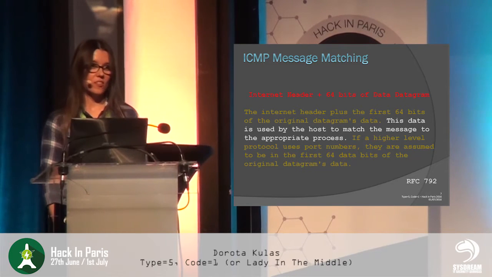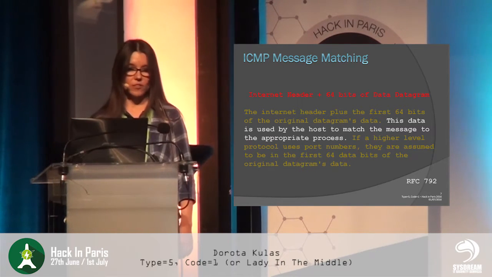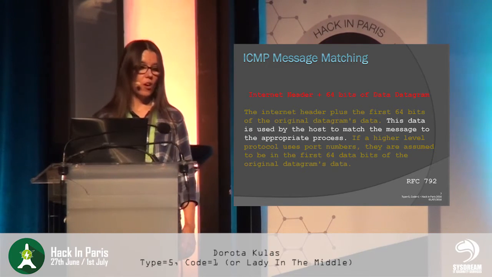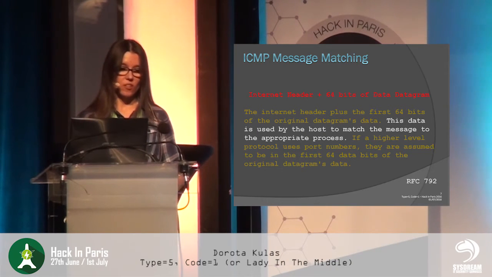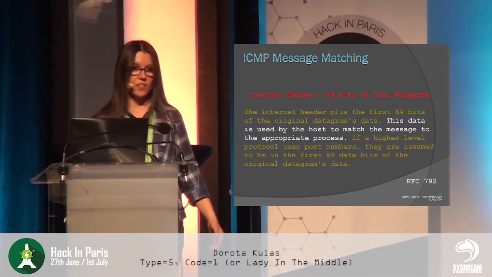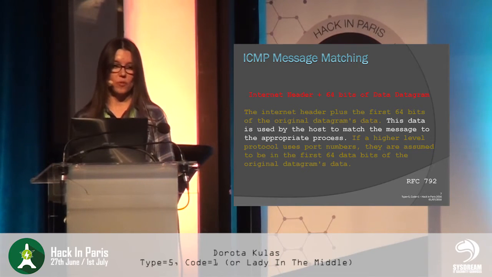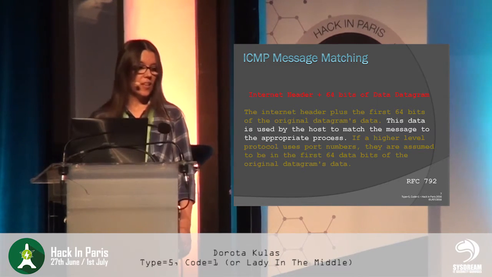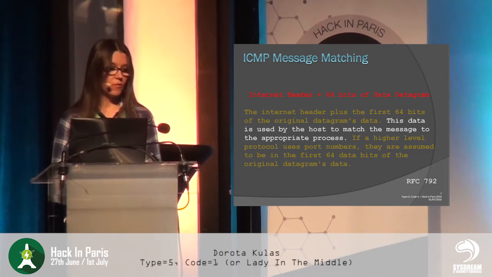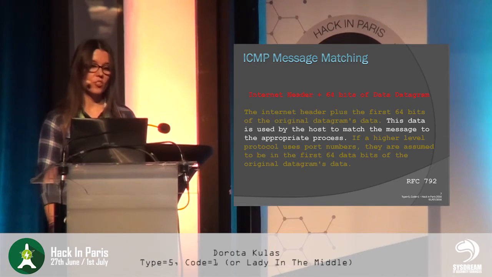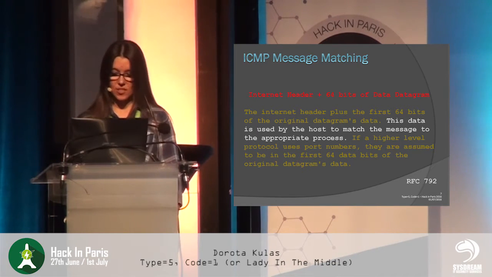This is just a part of the RFC, on how the source host knows why it got this ICMP message. It is very vague, not very specific. For any type of ICMP message, the RFC only says that the 64 bits of datagram and the IP header are used to match it to the originating process.